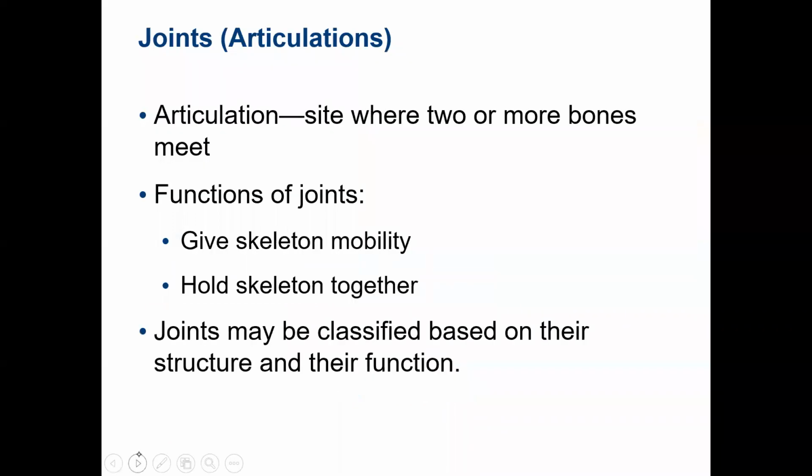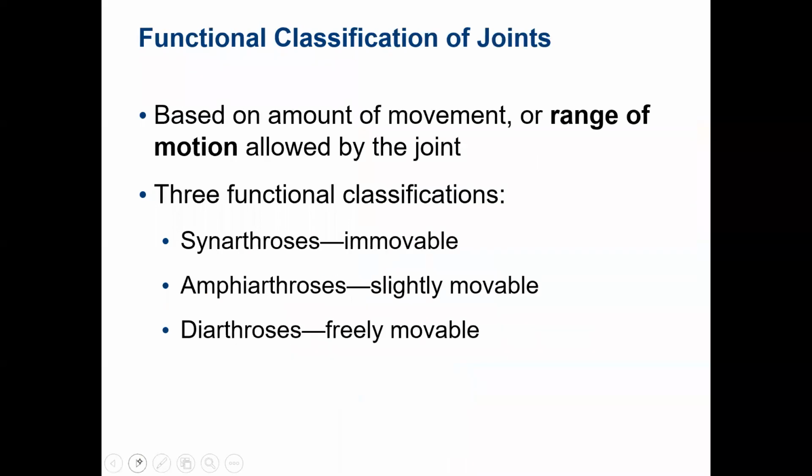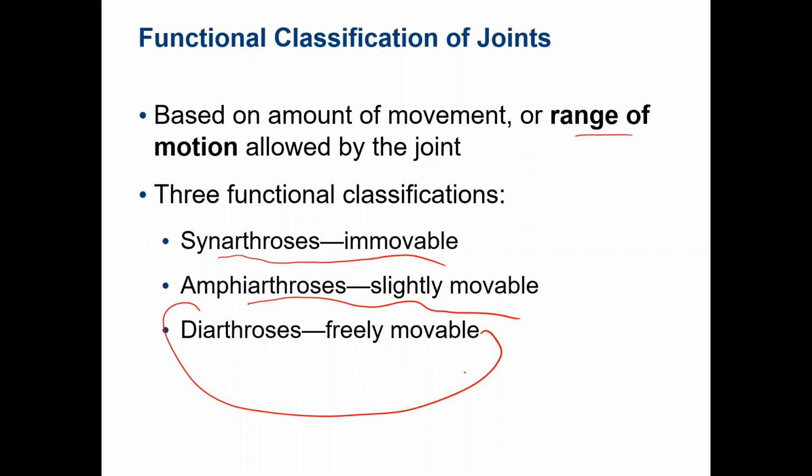So joints, or articulations, are where two or more bones meet. Now, obviously this gives you mobility, but another function of the joints is just to hold you together. Not all joints move, so we classify joints based on their structure and their function. Often we classify joints based on their range of motion. That's how much motion the joint allows. We have the synarthroses, which are immovable joints, the amphiarthroses, which are kind of movable, and then the diarthroses, which are generally what we think of as joints. Those are the freely movable joints of the body.